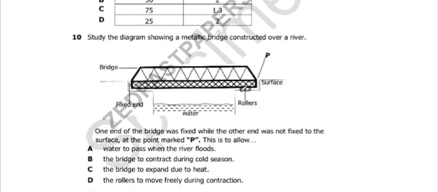So why is it that there are rollers there and there's space there? This is a metallic bridge. And do we know the effect of heat on a metal? What happens when a metal is heated? When a metal is heated, it expands. When it is cooled, it contracts. So when the temperature increases, positive, it expands. When the temperature drops, negative, it contracts. So if the bridge was to expand, it would have enough space for it to move and expand. Because it is made of metal, it would definitely expand when the temperature rises. So this gap is left for expansion. So the correct answer is the bridge to expand due to heat, which is C.